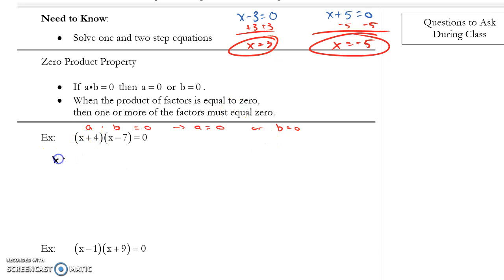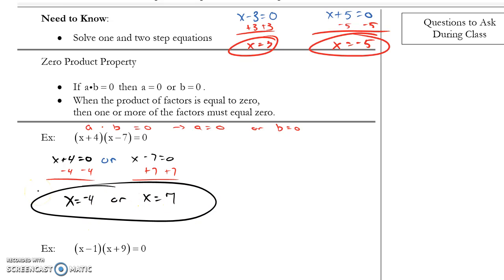I set x plus 4, the first binomial, equal to 0, and solve. Subtract 4, x equals negative 4. Or I have to set my second binomial, b, equal to 0. x minus 7 equals 0. Solve. Add 7, x equals 7. So, catch my mistake here, that's a negative 4. I get x equals negative 4 or x equals 7. That's the zero product property.